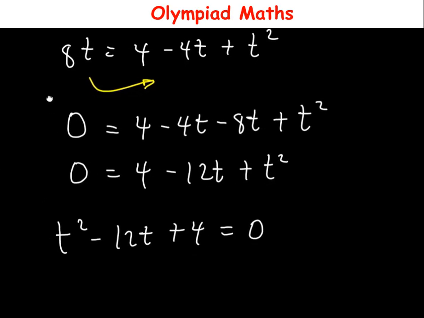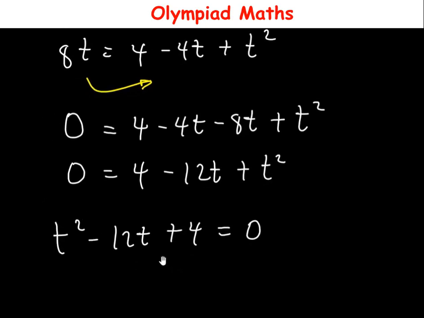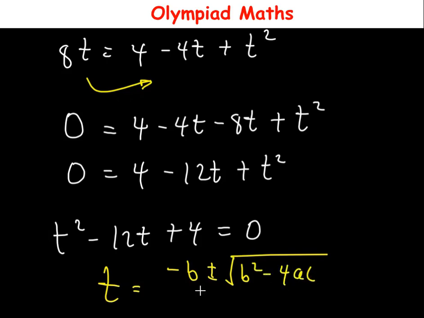And with this, we have a quadratic equation. So to solve for the value of t, we're going to make use of the quadratic formula. With respect to t, the formula is t is equal to minus b plus or minus square root b squared minus 4ac all over 2a. And in this case, the value of a in this equation is the coefficient of t squared, which is 1. So 1.